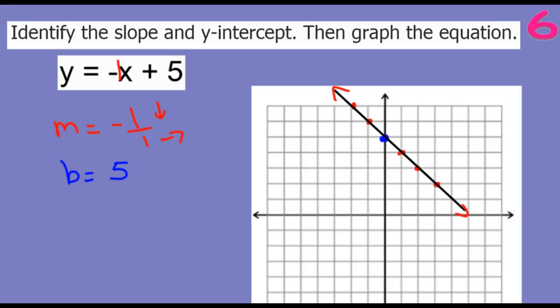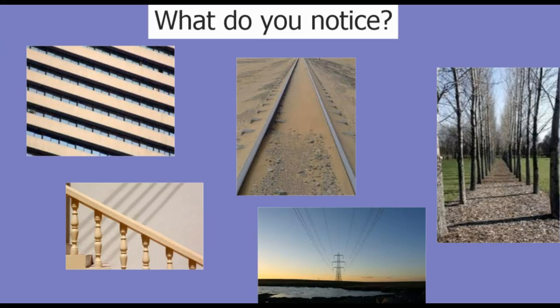Alright, now we're going to jump into something different. What do you guys notice about these lines? These lines, like the one on this building, like this line, and this line, or maybe one on these stairs, like this line, maybe the power lines, the railroad tracks, these trees. They're all lines, but they're never going to touch. So these lines are always next to each other, but they're never touching. What that's called are parallel lines.